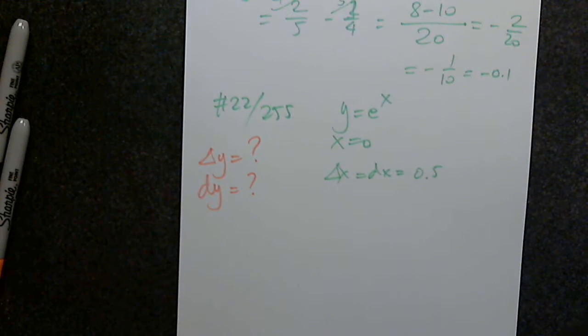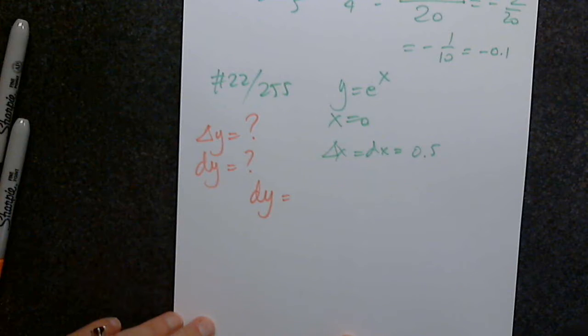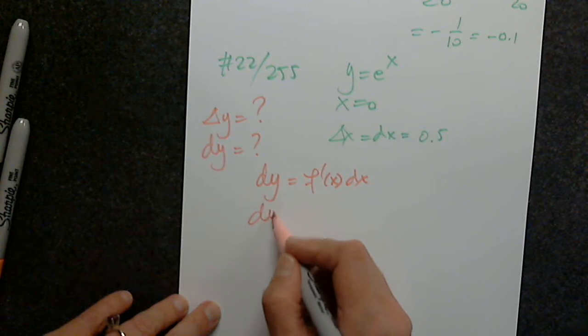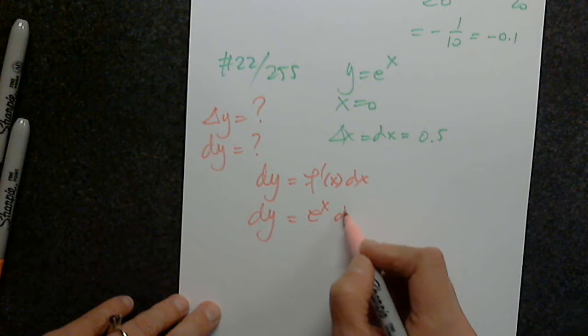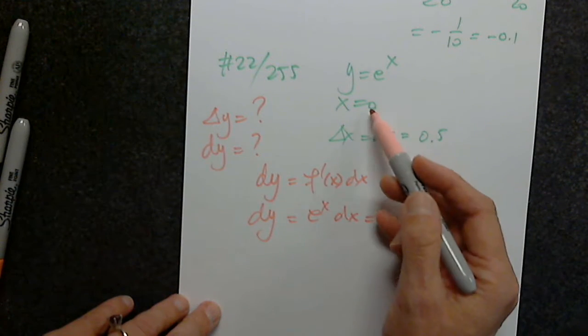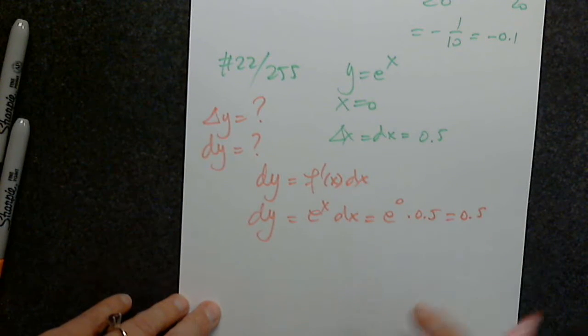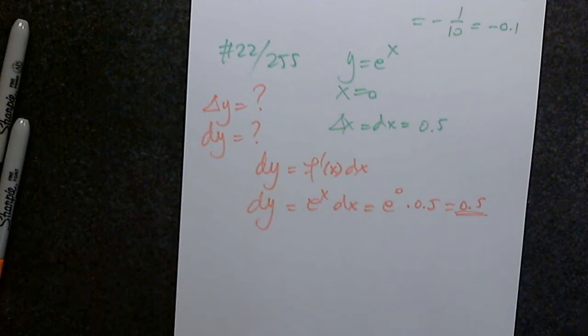Ready? So let's start with dy. Anyone remembers the definition of dy? Yes, f prime of x dx, perfect. So this is dy, but e to the x prime is e to the x times dx. All I have to do is plug in 0, so it's e to 0 times 0.5, so it's 0.5. This is an approximation of the change in the function triggered by a change of 0.5 in x.